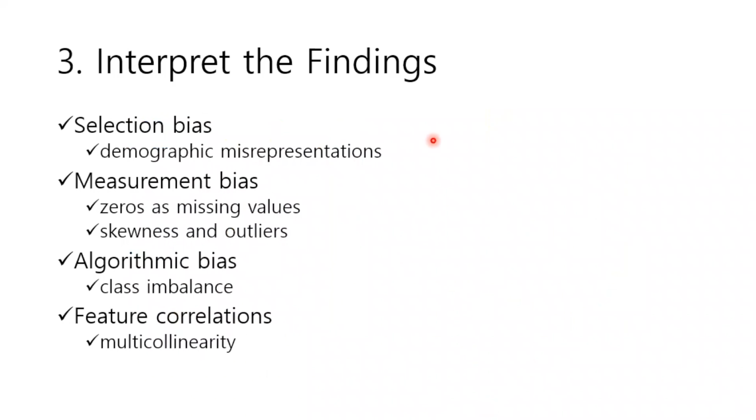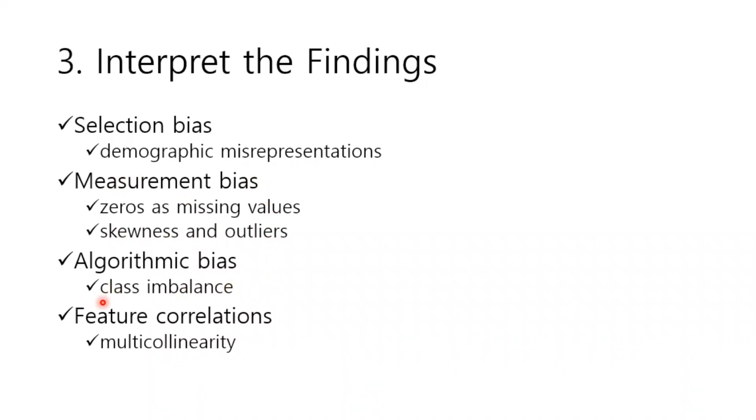Finally, we interpret the biases as the following. Misrepresented demographics, such as gender and age, can lead to selection bias. The dataset only consists of women aged 21 and older, and does not represent other populations including men and younger women. As discussed before, missing values that are disguised as zeros, plus skewness and outliers can all lead to measurement bias. Such errors in the data collection process not only distort reality, but also affect model performance.